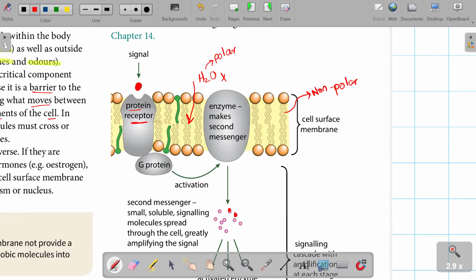So similar is the case for the signal. If that particular signal has more non-polar properties, then it can diffuse easily. But if there is more polarity, then that signal needs to enter through some carrier proteins or channel proteins. Are you getting my point?